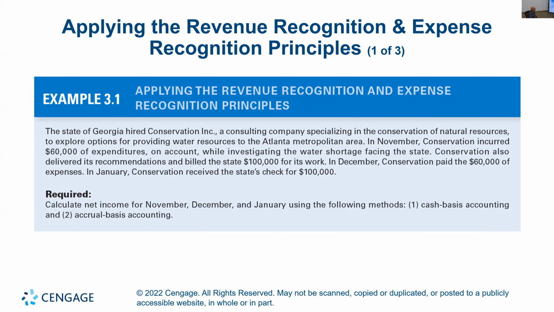All right, so just thinking about the revenue recognition and the expense recognition principles, here we have an example. The state of Georgia hired a company. Okay, so in November, they incurred $60,000 of expenditures. They also delivered their recommendation and billed the state for its work. So in November, they did all the work and had all the expenses incurred, and sent out a bill. They paid off their expenses in December, but they did not get paid until January.